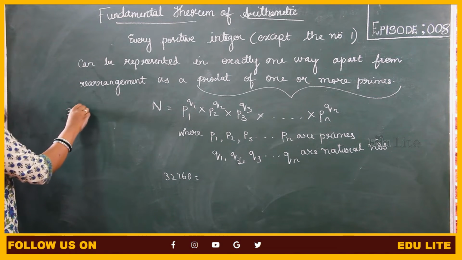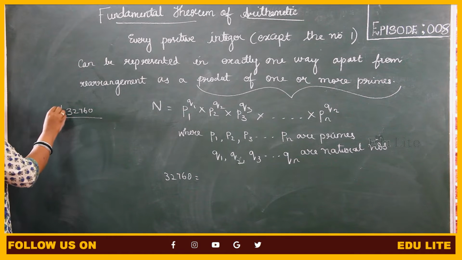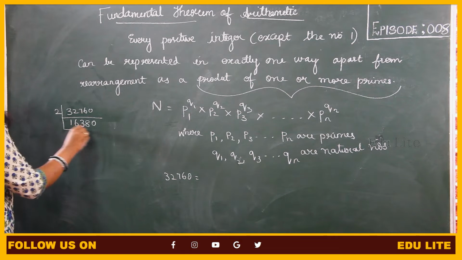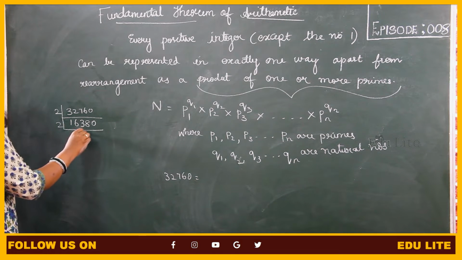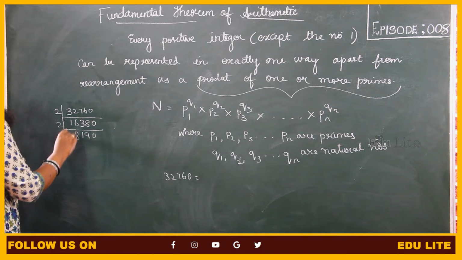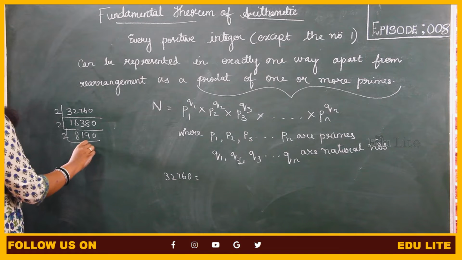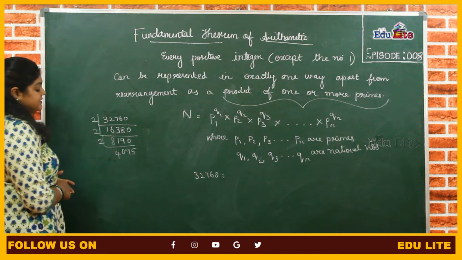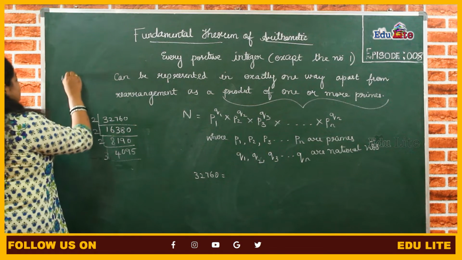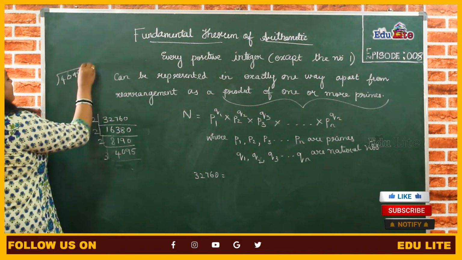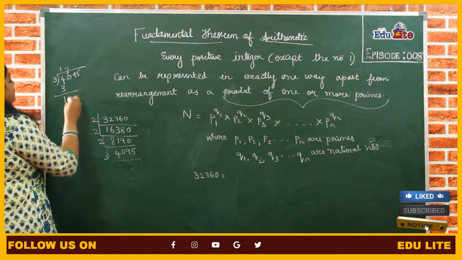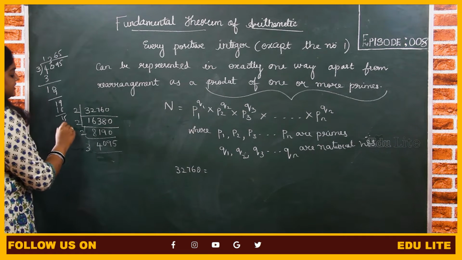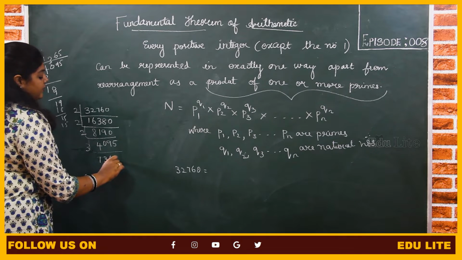So 32760 can be divided by the first prime number 2, and we will get 16380. Next, again it can be factorized by 2, giving 8190, and again by 2, giving 4095. 4095 cannot be factorized by 2, so we have to choose the next prime number. We can choose the number 3. It is factorized by 3 and the number is 1365.